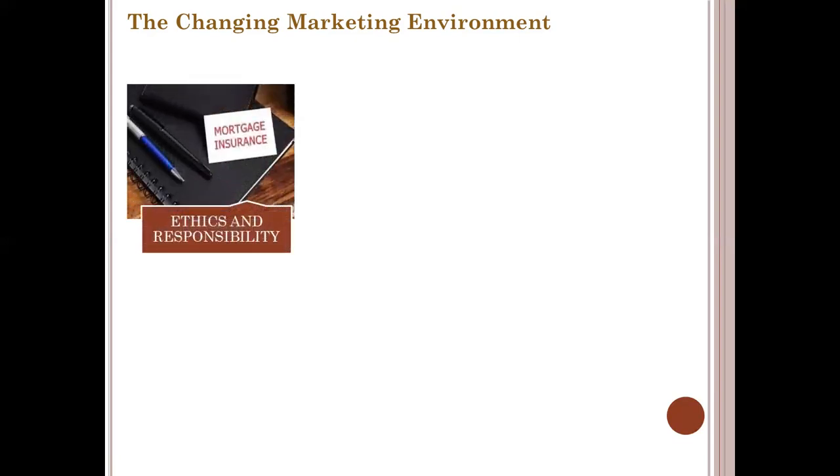We have here the ethics and responsibility. So businesses exist only because society allows them to. If your business is existing, it's because there are people that avail of your products and services. And when businesses begin to fail society, society will punish them or revoke their license.